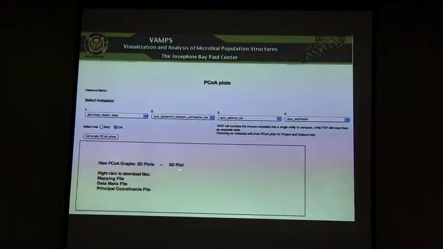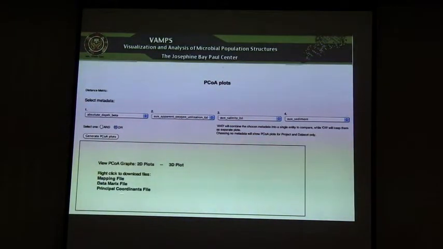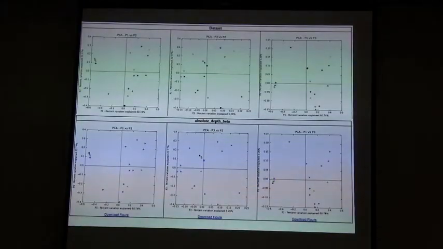You can look at 2D plots, or you can look at the nice 3D plots that are very commonly seen when you make use of the QIIME program. Or you could download the mapping file, the data matrix file, principal component file, etc. And so this is just an example from that particular data set as to what two-dimensional PCoA plots might look like for absolute depth. This one, I think, was for salinity, and so on.